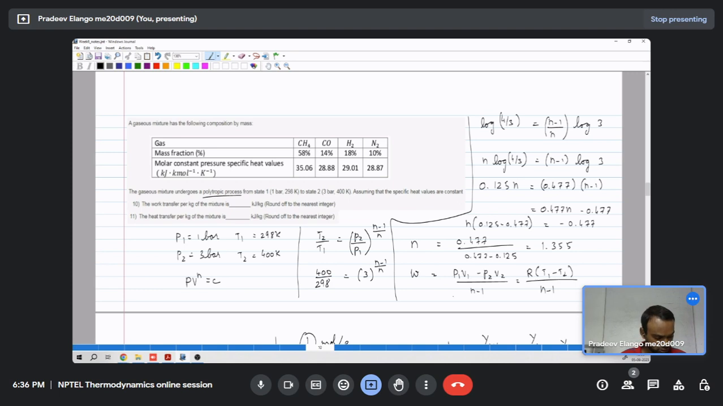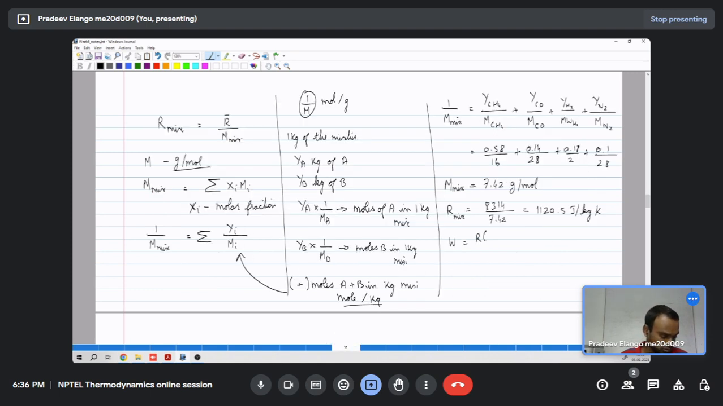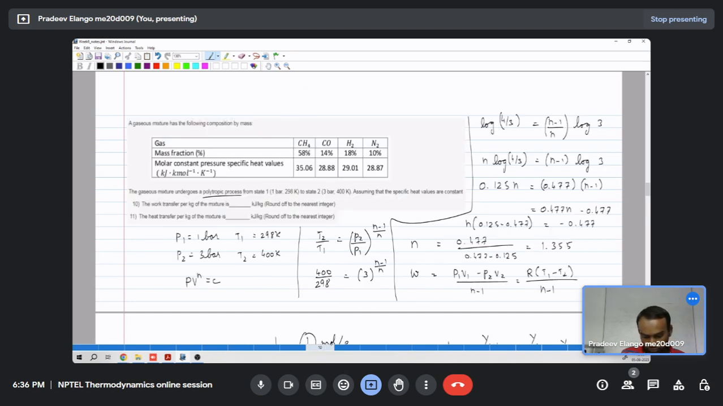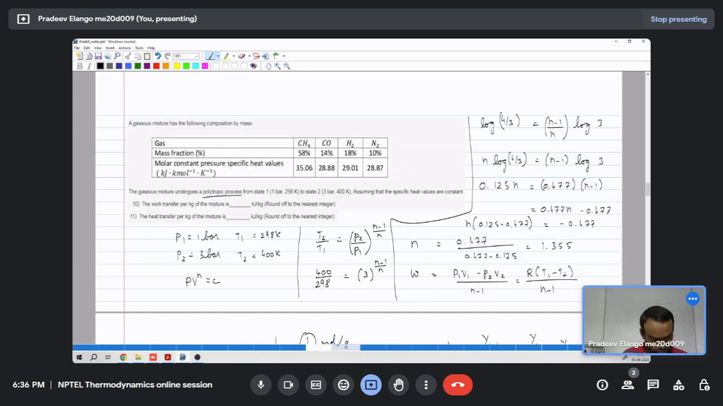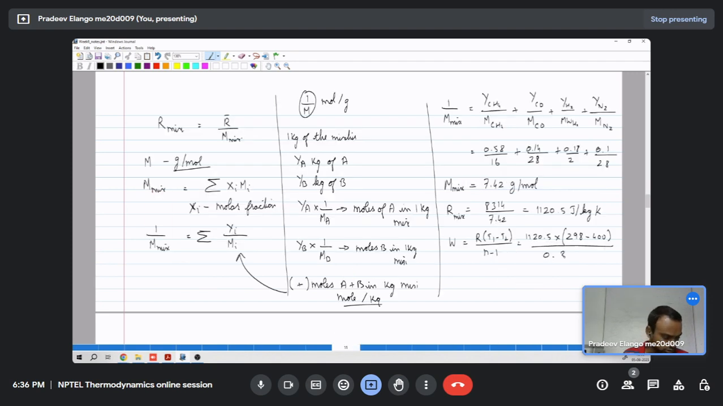we had here R into (T1 minus T2) divided by (n minus 1), so that is 1120.5 into (T1 minus T2), which is 298 minus 400, divided by (n minus 1), which is 0.355. So we can calculate the work transfer.